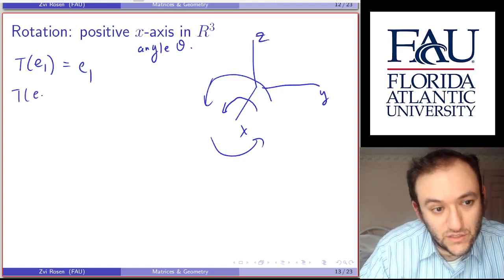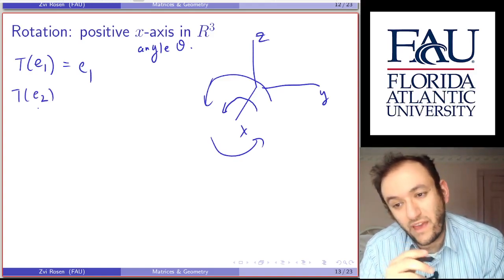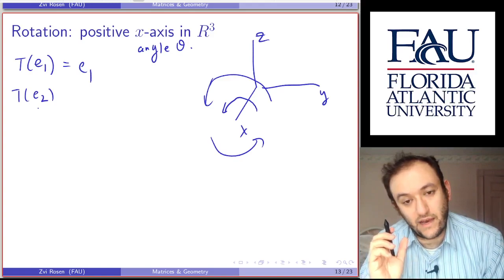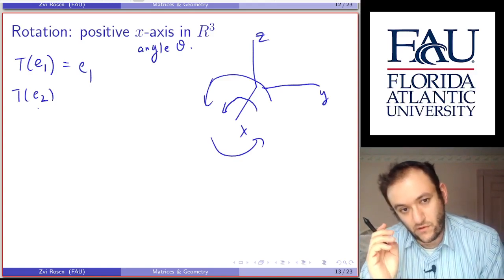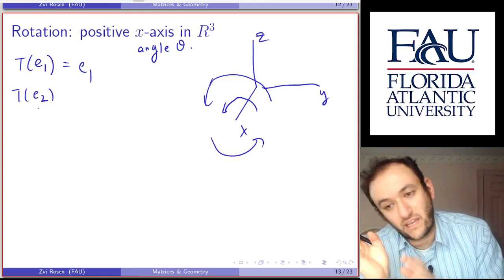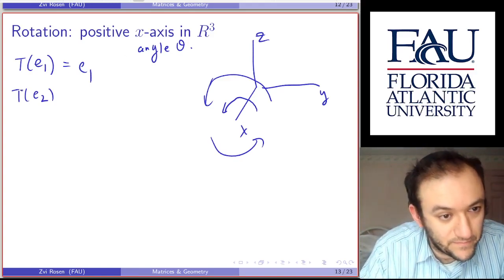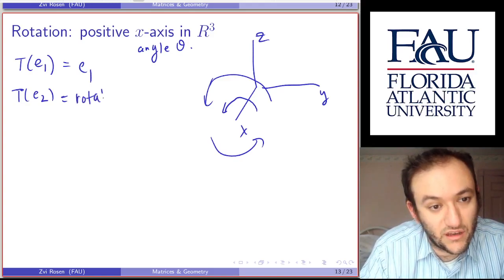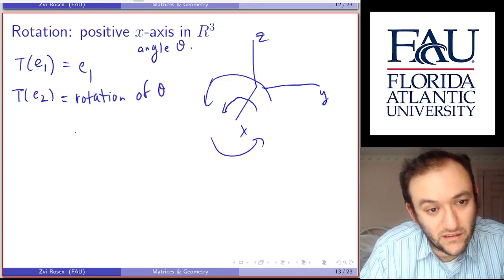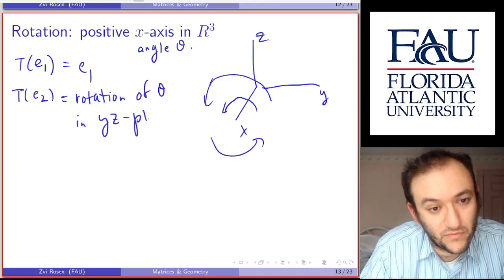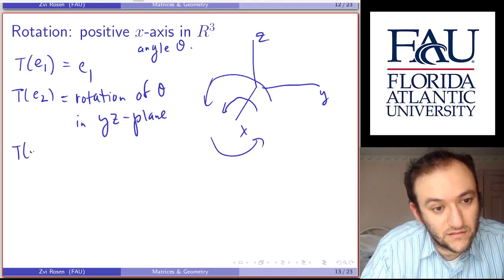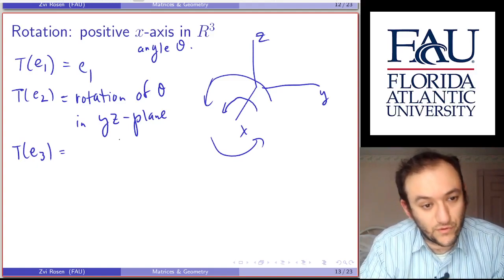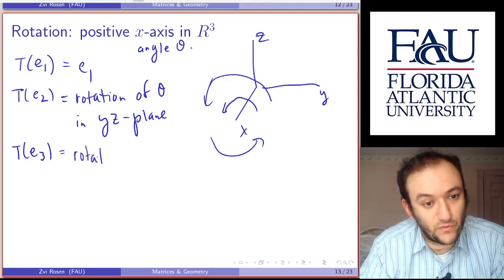T of E2, well, we have the YZ plane, and so we want to be thinking about rotating in the YZ plane. So E2 is going to be rotated, a rotation of theta in the YZ plane. And for E3, we're going to have a rotation of theta also in the YZ plane.